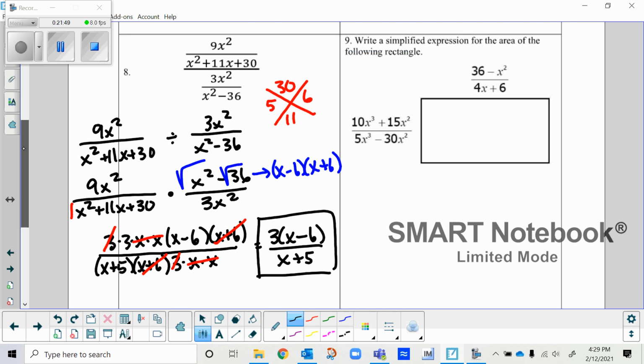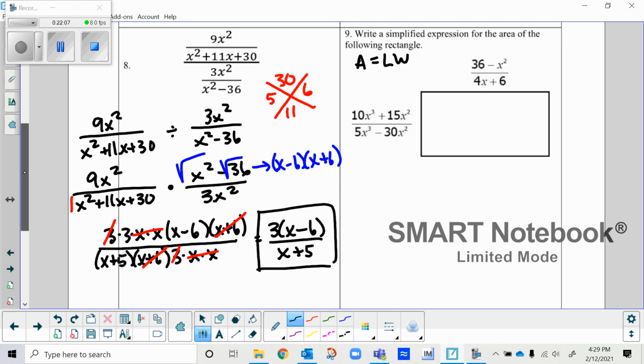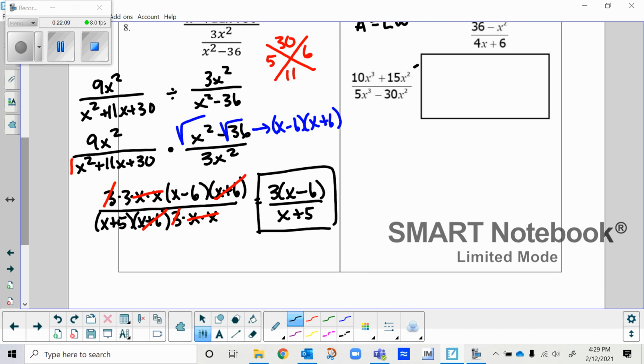And then for this last problem, it says write a simplified expression for the area of the following rectangle. Well, here's what you have to remember first of all, is that area equals length times width. And I'm given a length and a width, so I just have to multiply them to find the area. So I just set this up where I'm multiplying those two things, the length times the width.